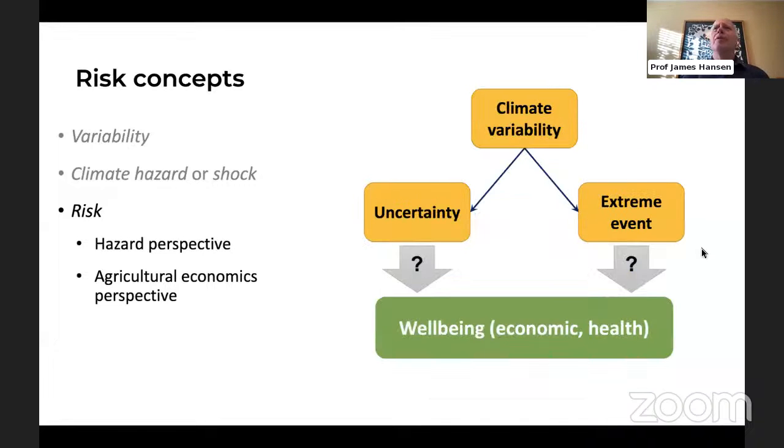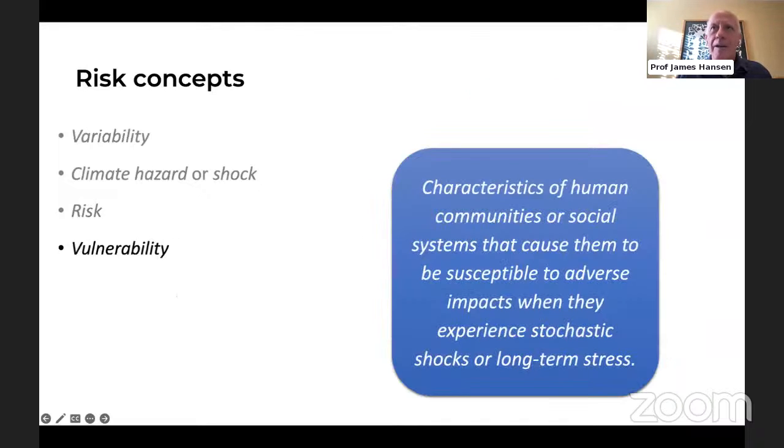So this suggests that if we're asking the question, how does climate variability impact human well-being, we need to think about extreme events, and we also need to think about uncertainty. We'll come back to this in a moment.